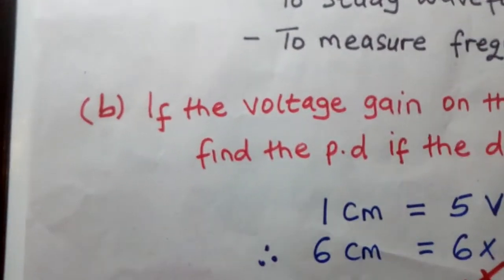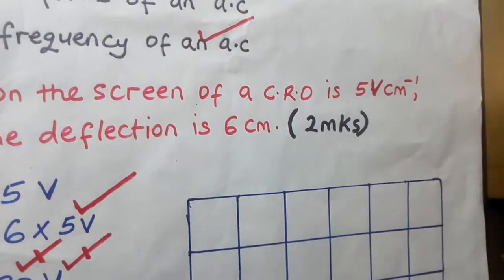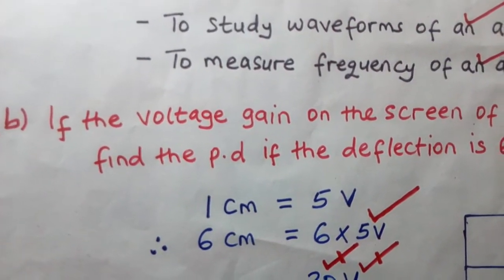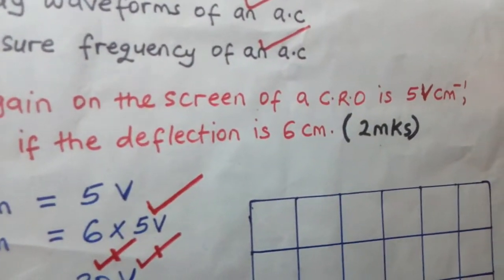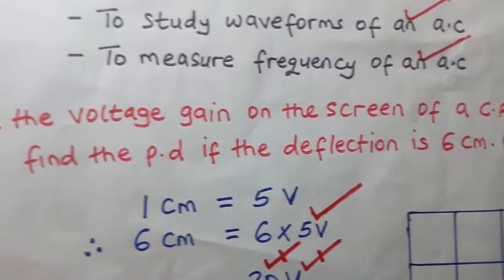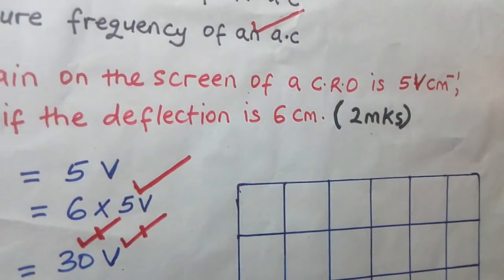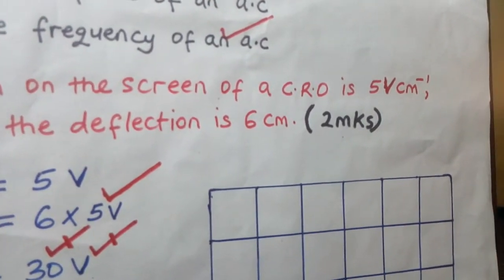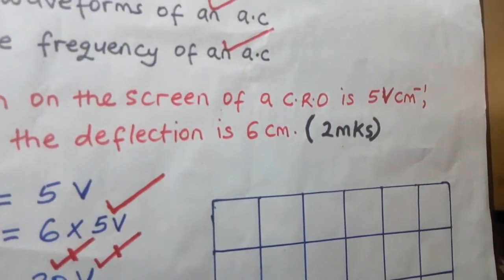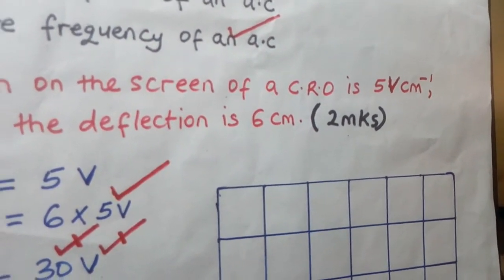So let's look at the second question, part B. If the voltage gain on the screen of a cathode ray oscilloscope, C.R.O, is 5 volts per centimeter, find the PD if the deflection is 6 centimeters, 2 marks. You see? When we say 5 volts per centimeter, if you break that up, put the volts alone, put the centimeters, per centimeter means every 1 centimeter is 5 volts. That's what that means.